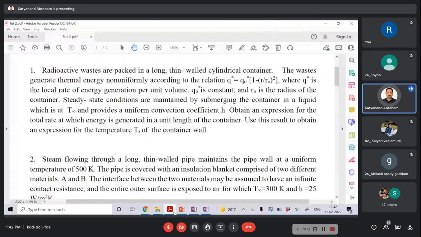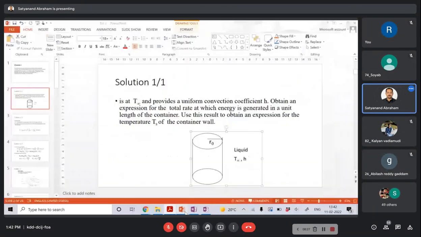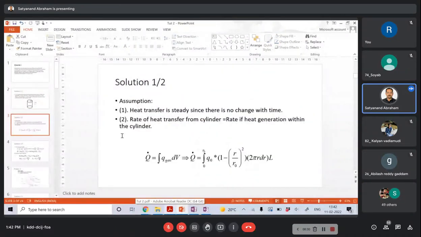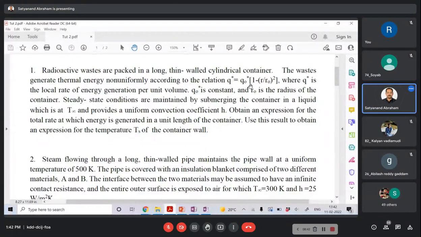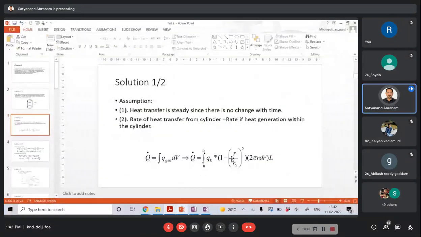Here it is directly given how the heat generation varies along the radius, and the question asks for the total rate, so it is just a matter of integration. For a small strip, how much is there? It is given. So you have to integrate it over the full cylinder. The heat generation is going to be heat generation per unit volume times dV. The heat generation per unit volume is given, but it is non-uniform, so you have to integrate it.